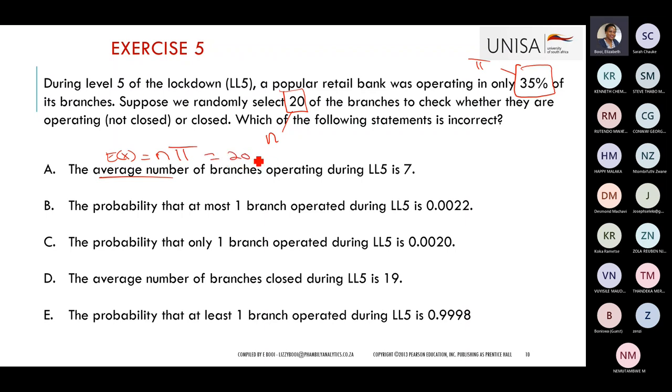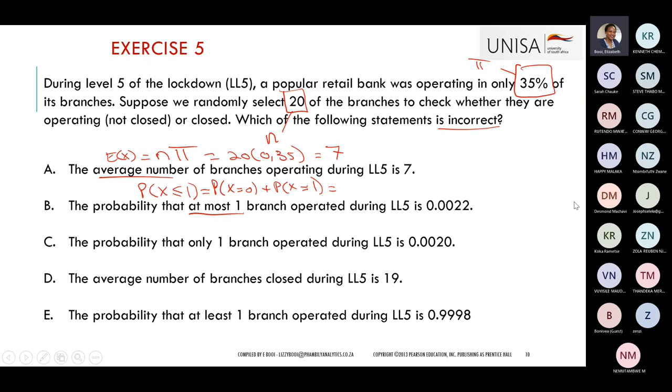So here will be 20 times 0.35, which is equal to 7. We're looking for the incorrect statement, right? The probability that at most, you always need to remember that at most means the probability of X less than or equal to 1. Therefore, you will need to find the probability of X equals 0 plus the probability that X equals 1.